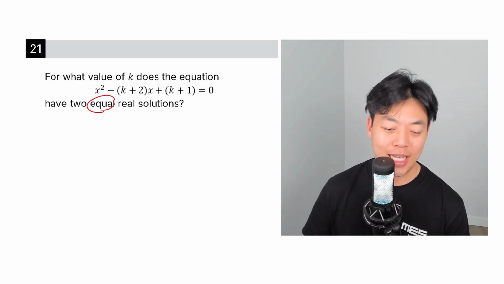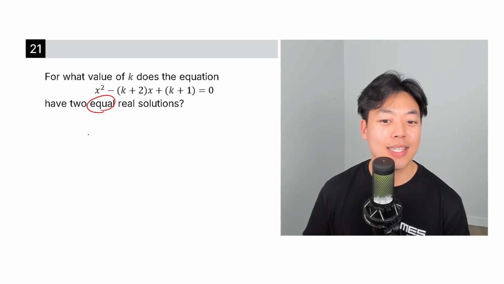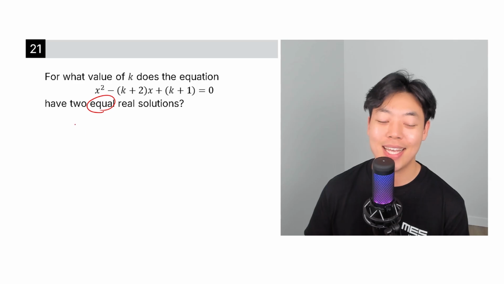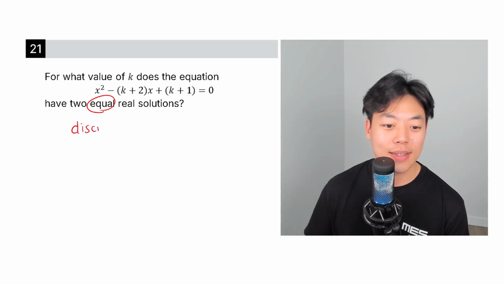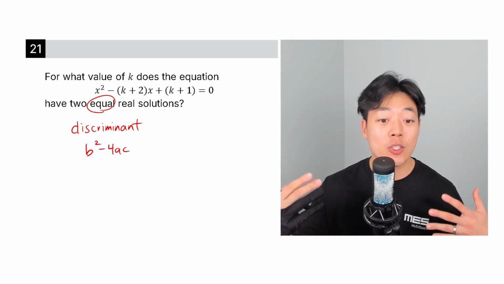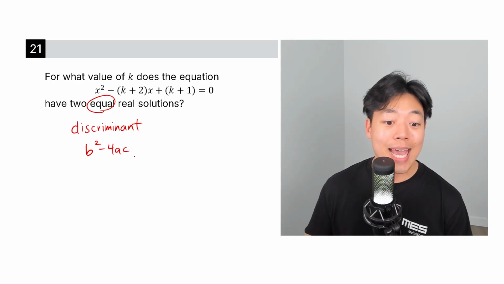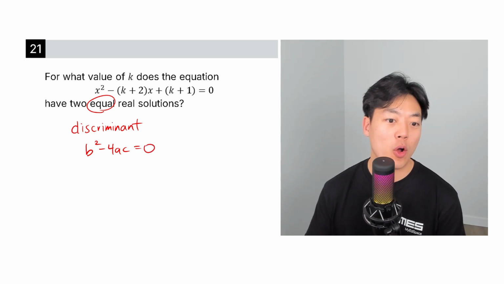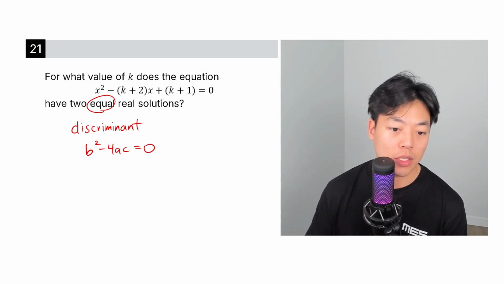Keyword here, equal solutions. This is assessing if you know how to work with the discriminant. The discriminant of a quadratic equation is b squared minus 4ac. It's whatever's within that square root in our quadratic formula. And if it equals 0, that's when we know we have two equal real solutions.